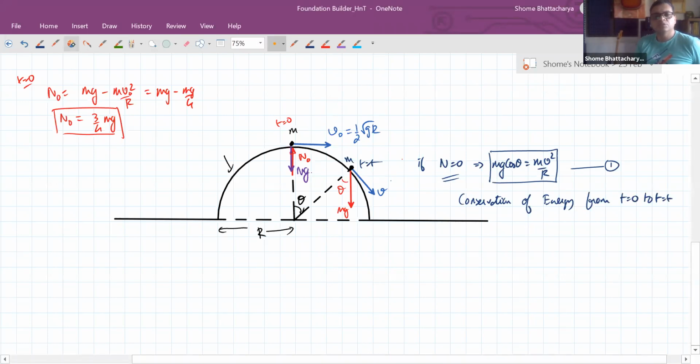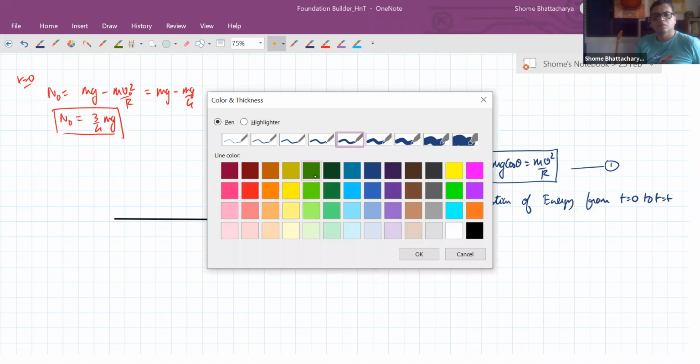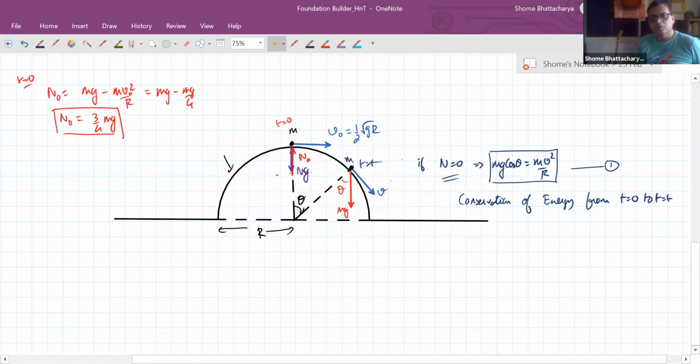So basically from this point to this point, if we are applying conservation of mechanical energy, we can see that it's coming down from here to here through a height of h. Okay, so our work energy theorem will become half m (v square minus v naught square), change in kinetic energy, minus change in potential energy, should be equal to 0.